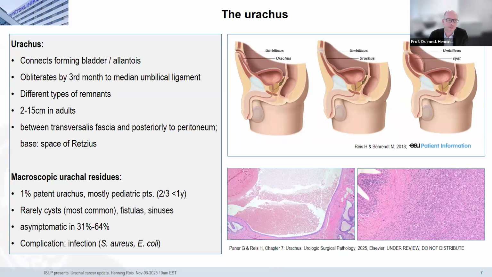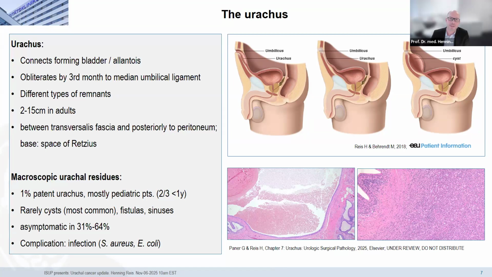Patent or macroscopic urachal residues are not that uncommon, and some papers in the literature say it's roughly around 1% in the pediatric population. Mostly they are under 1 year old, and in nearly one third to two thirds of cases they are asymptomatic.